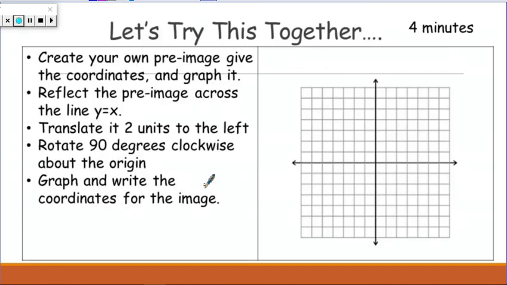Alright, so let's try this one together. It says create your own preimage and give the coordinates and graph it. I am going to create 1 point to make this simple for you guys. So I am going to do 1 point, and I'm going to call this point A. Now you can create whatever you want to. And my point for A is at -5 and 5. Alright, now it says to reflect the preimage across the line y equals x.